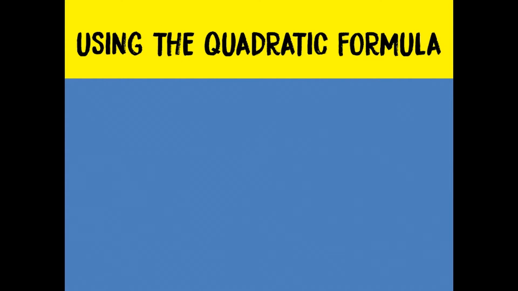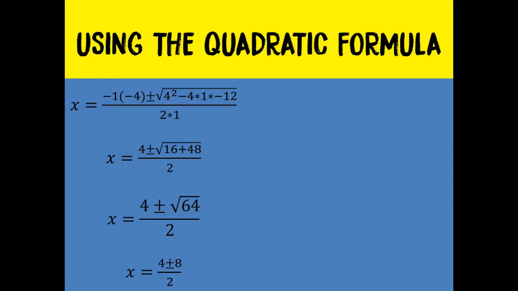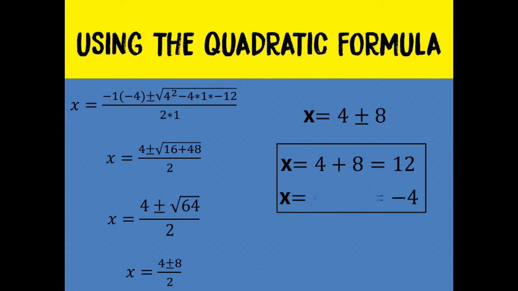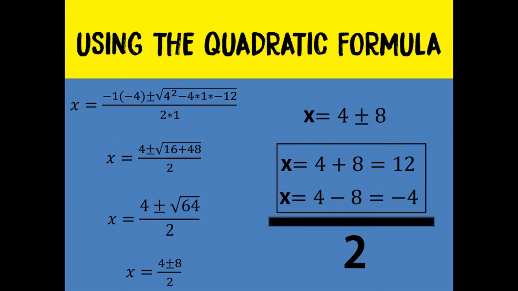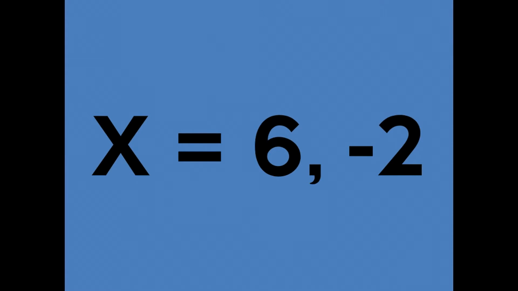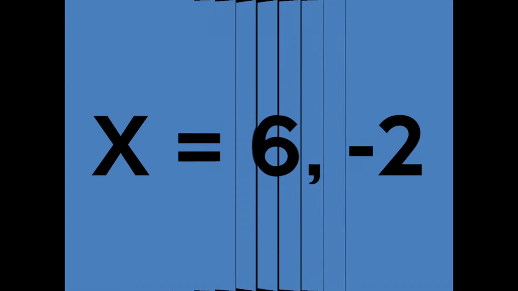So the result of that equation using the quadratic formula is x equals 4 plus or minus 8. Here comes this box spinning around, reveal the numbers. We have x equals 4 plus 8 is equal to 12, and x equals 4 minus 8 equals negative 4. Now these values will both be divided by 2, in which we can get the result of x equals positive 6 and negative 2.